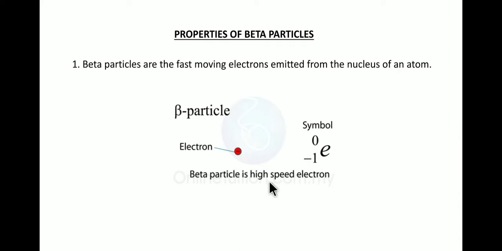So a beta particle is a very high speed electron, but it is not the electron from the outermost shells. It is produced by the nucleus of the radioactive substance. Number 2, the speed of beta particle is 10 to the power 8 meters per second. Now this speed is more than the speed of the alpha particles. So we have the beta particles which have more speed compared to the alpha particles.